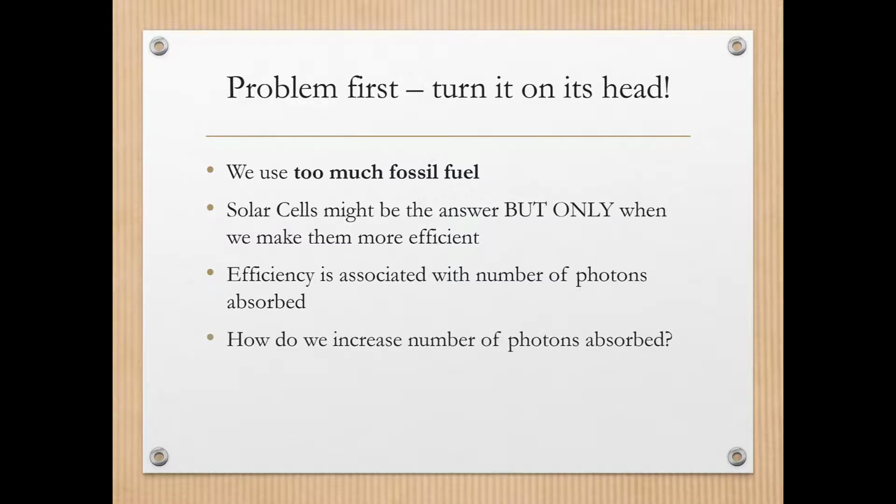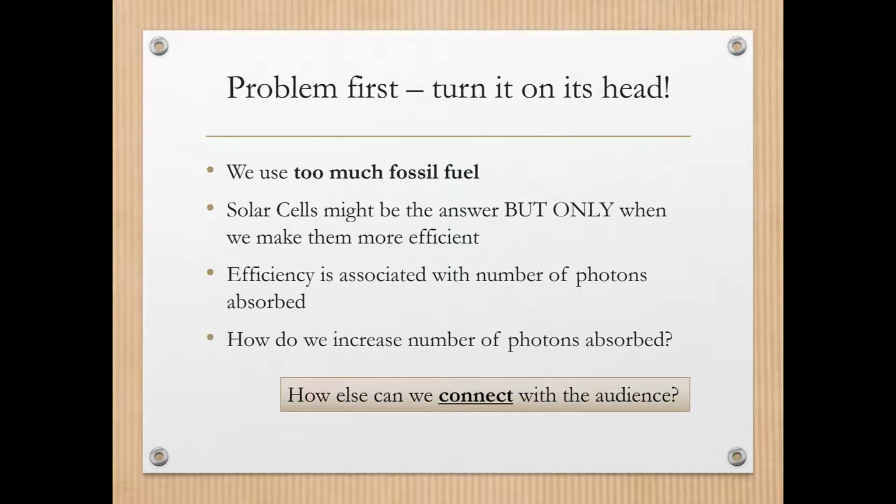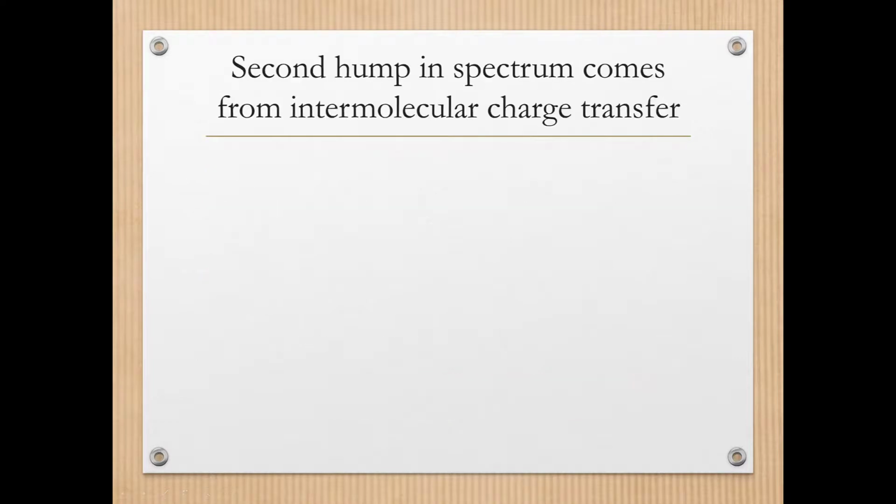How do we increase the number of photons absorbed? Well, we increase the number of photons absorbed by broadening the absorbance spectrum. Quite technical there, but you can see how the solution I wanted to present was about this double hump, this broadening of the absorbance spectrum, and we had to find a way to connect with the audience through a pragmatic problem. So how else can we connect with the audience?